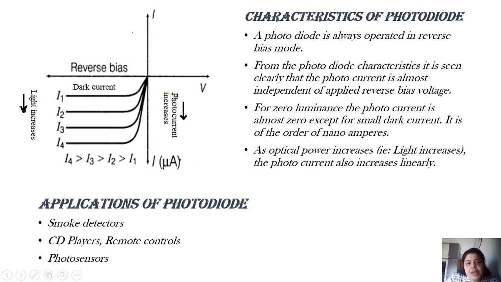And as the optical power, what do you mean by optical power? As the light increases, we can see that current is also increasing. What are the applications of a photodiode? It is generally used in smoke detectors, CD players, remote controls, and photosensors. Hope the topic is clear. Photodiode is a topic which can be asked as a short note of 7 marks.